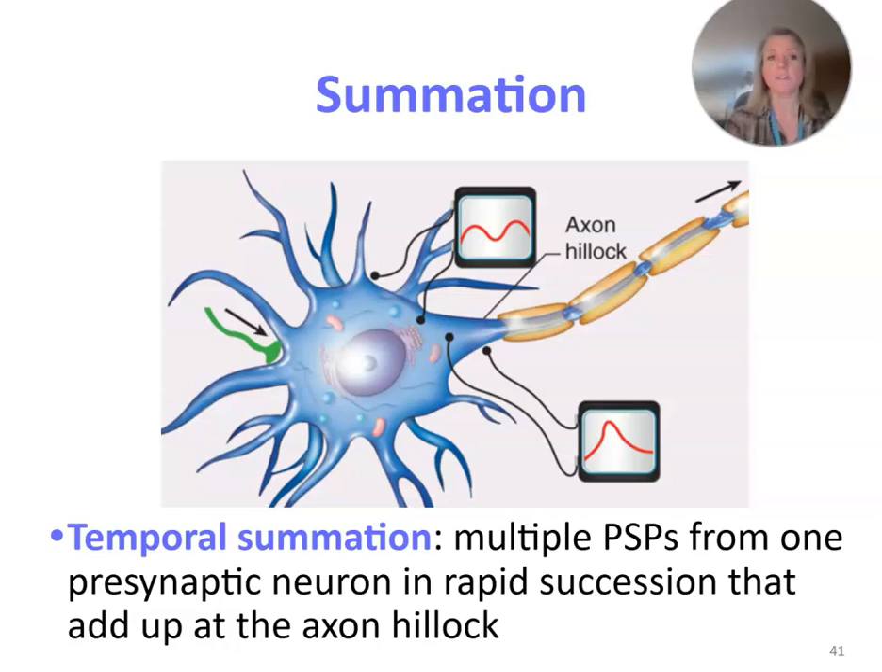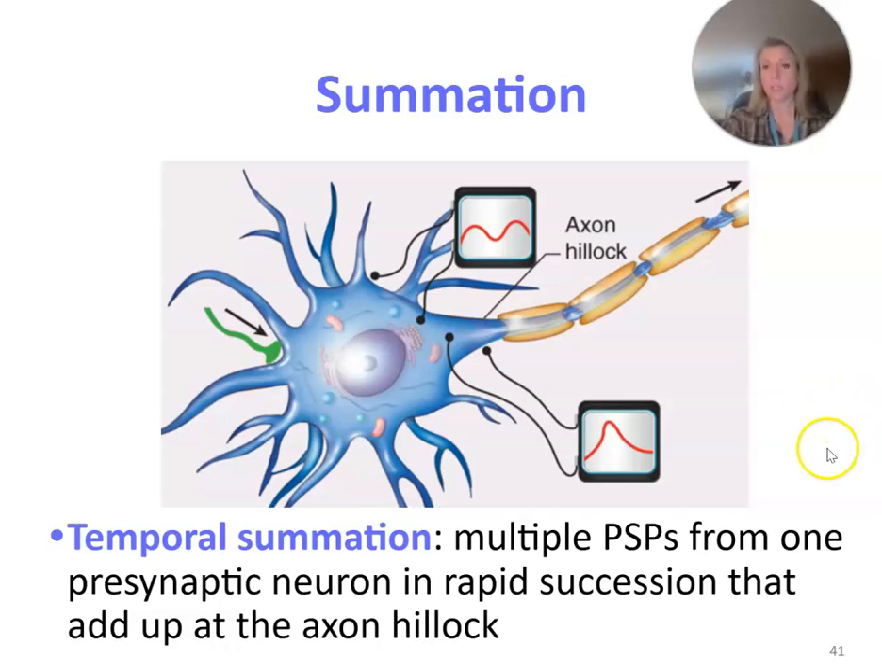Our final kind of summation is called temporal summation, and this is when multiple PSPs, or postsynaptic potentials, are arriving in rapid succession. So they're arriving at different times. We're talking about milliseconds here, folks. It's not 5 minutes in between. But with temporal, we've got maybe one presynaptic neuron that is stimulating in quick succession our postsynaptic neuron. And all of those move to the axon hillock, they add up, and again, if they reach threshold, then we get an action potential. If they don't, then we won't.